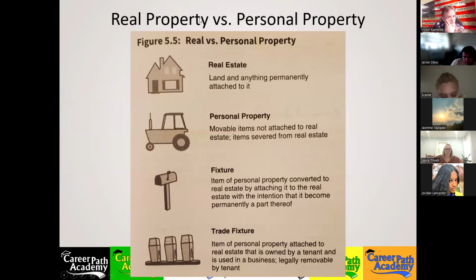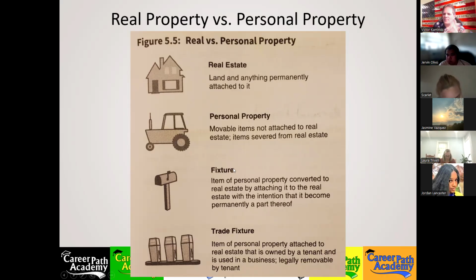See, here's some examples. Real estate is land and anything permanently attached to it. Personal property could be movable items like your car, or in this case, a tractor. Movable items not attached to real estate, or items severed from real estate, like a tree. A tree is part of the real estate. You cut down the tree, severing it from the earth through the process known as severance. It's now considered personal property. Now you could sell it as a Christmas tree, for example, right?